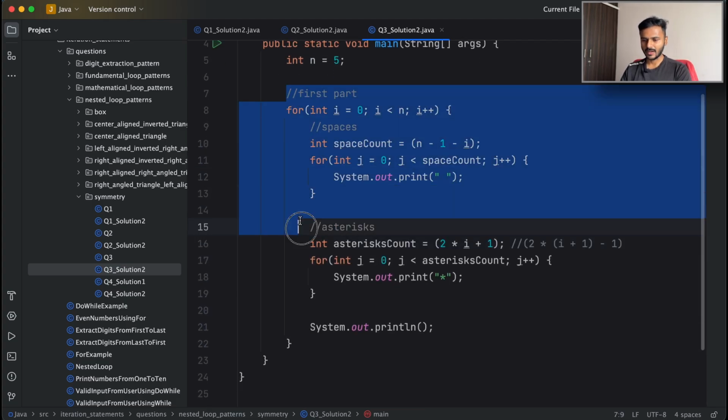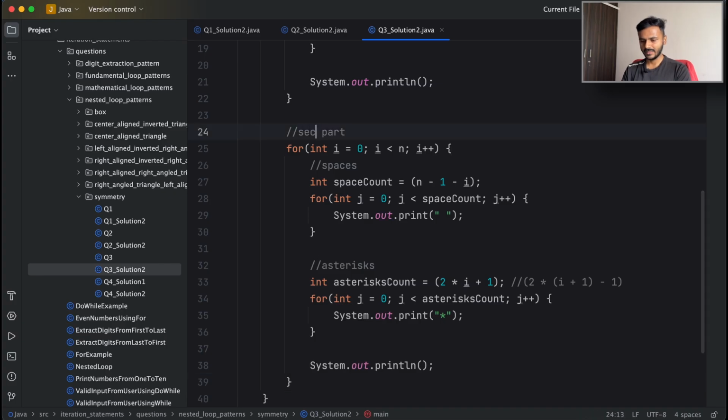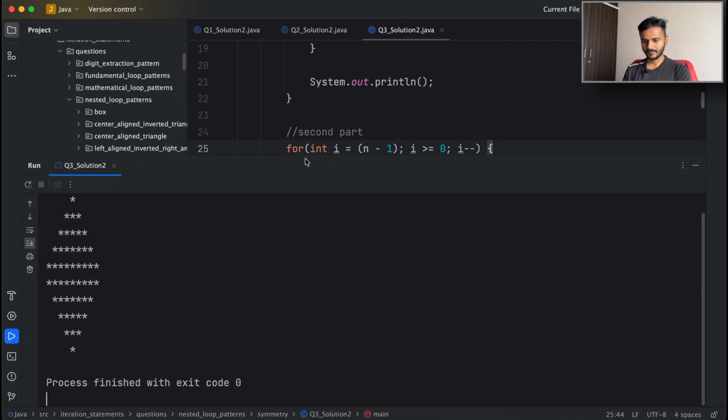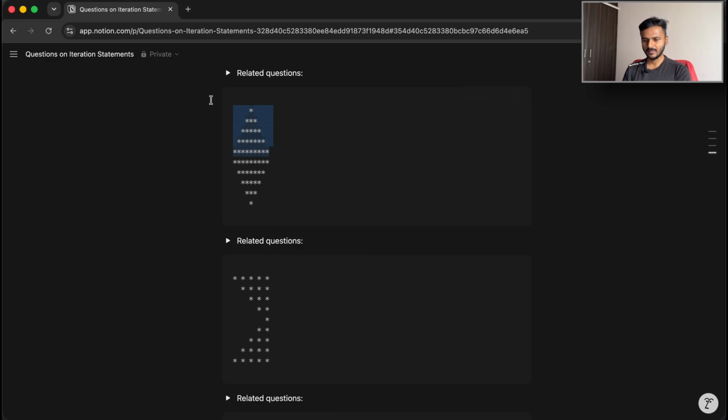Now for the second part, let's just copy all of this, paste here, update the comment to say second part, and instead of going from 0 to n, let's start from n minus 1 and go all the way up to 0 and decrement the value of I in every iteration. So if we run the code, this is what we get, and this is exactly what we had expected, right? So with this, we have solved the third question.